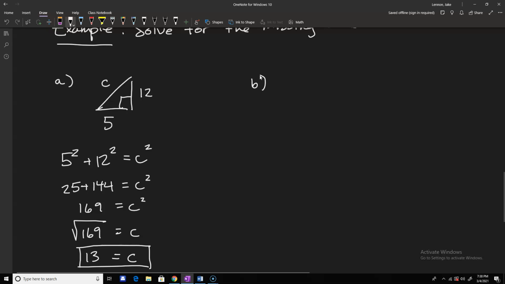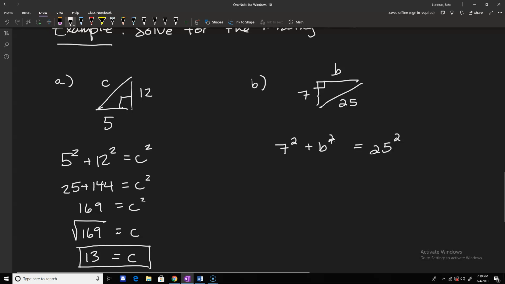Let's say B, maybe we have another one. Maybe it looks like this. And maybe we have the hypotenuse this time, 25. And then let's say we have 7 here for this side, and then maybe this missing side is B. So we know the hypotenuse, so that's on its own, that's the C squared. So 25 squared is over here. And then that's got to be equal to 7 squared plus B squared.